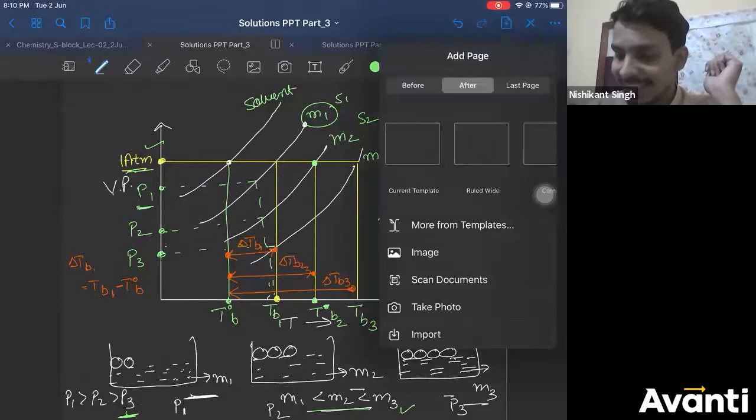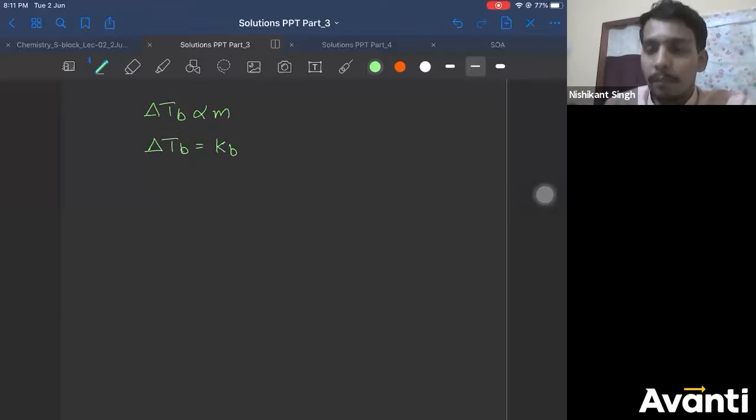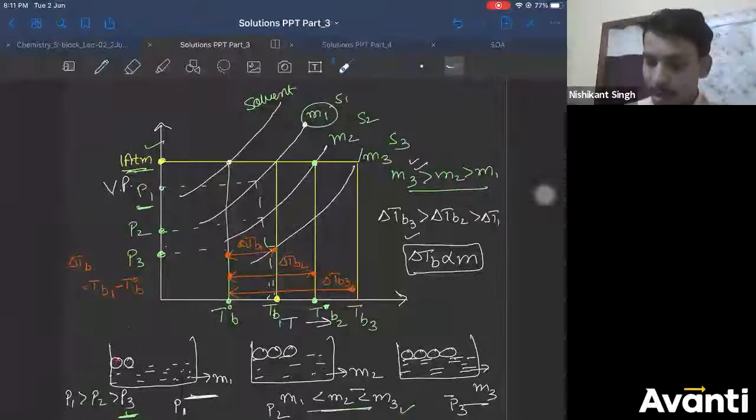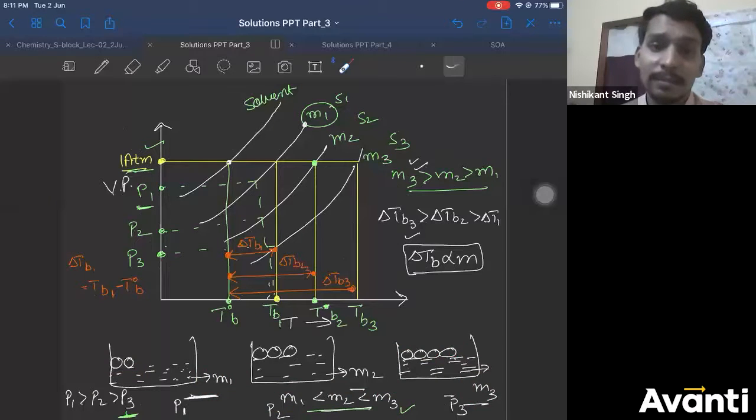I'm assuming that. Right. So what I have written over there is that my delta TB is proportional to molality of solution. When I remove the proportionality sign, I get a constant called Kb, which I'll tell you about, into molality. This is your overall formula. Now, obviously Chandan beta, that is what we said. You added 2 solute here, you added 4 solute here, molality 3 was greater than molality 2, greater than molality 1. We have already answered that.